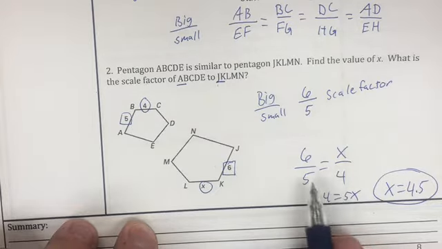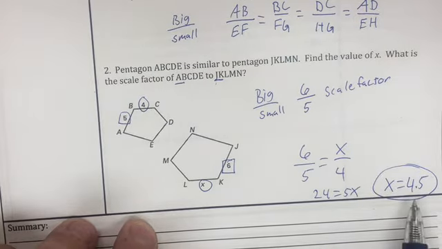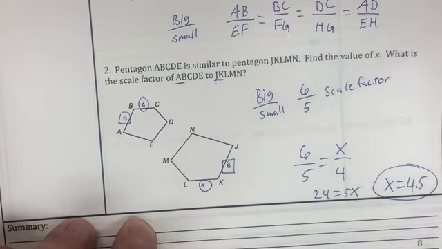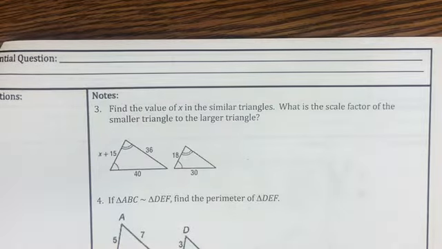Now, if you did small over big, that's fine. Choice is yours. Just make sure you keep it the same way throughout the whole problem. I can't do big over small and then small over big. Okay? So problem number 3 tells us that we are going to work with some triangles that are similar, and it asks us to find the scale factor of the smaller triangle to the larger.